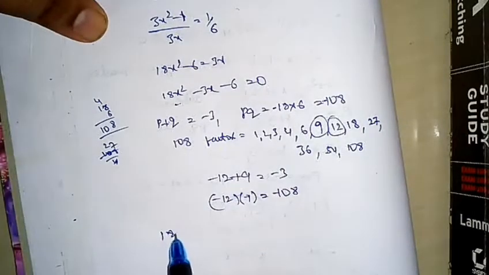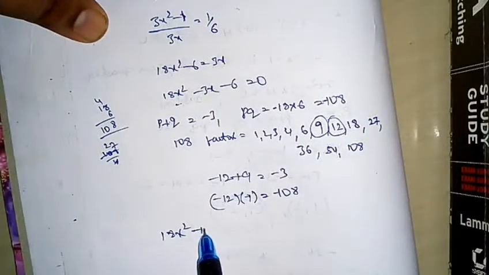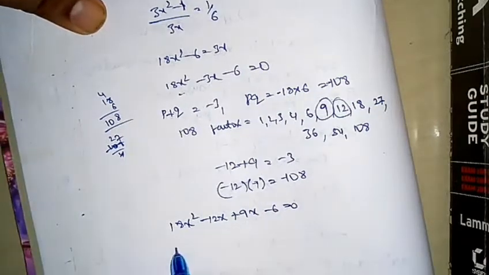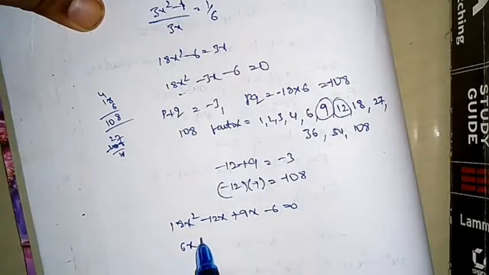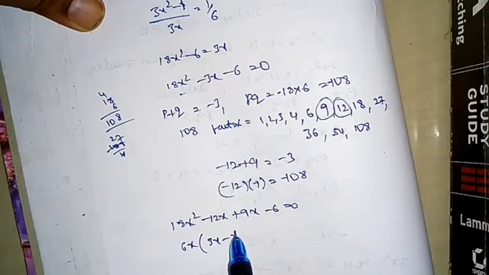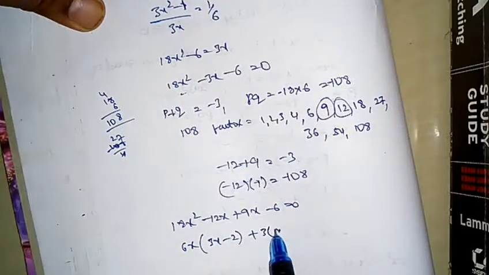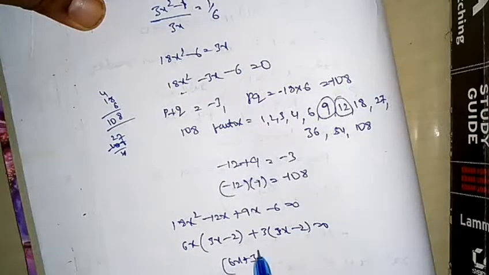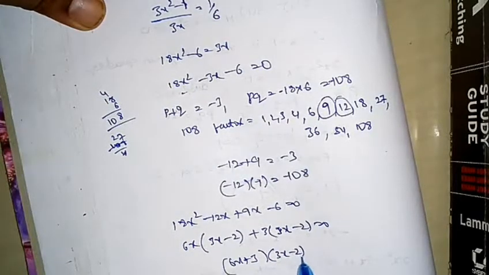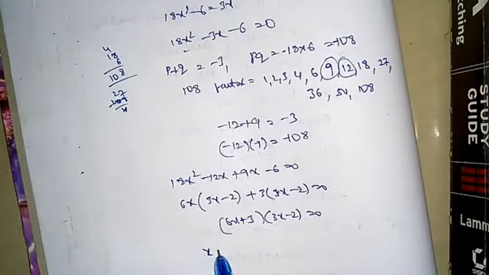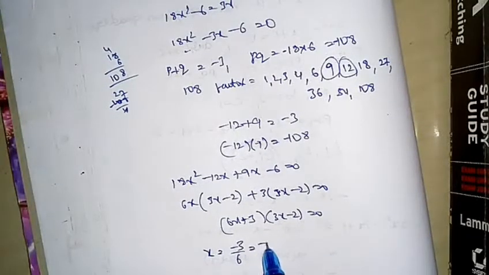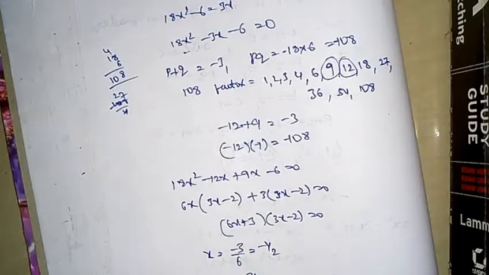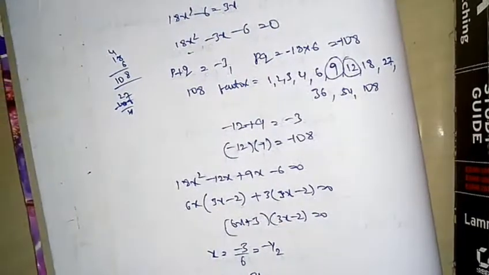Now 18x square minus 3x, you can write as 18x square minus 12x plus 9x minus 6 is equal to 0. So you can take 6x common here: 6x into 3x minus 2 plus 3 into 3x minus 2 is equal to 0. So 6x plus 3 into 3x minus 2 is equal to 0. So our solutions are x equals minus 3 by 6, which is minus 1 by 2, or x is equal to 2 by 3. These two are the roots of the given equation.